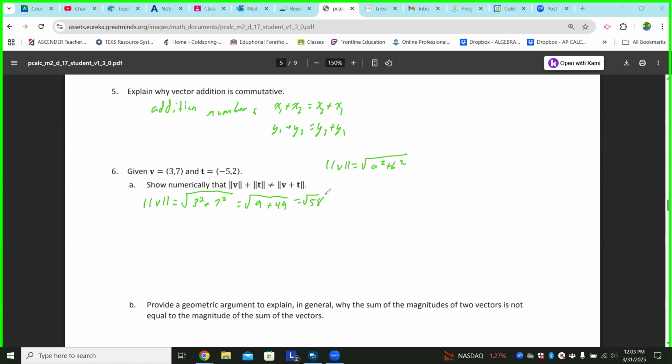Again, don't stress about the fact that you have to find a decimal. You can keep it like that. You can compare radicands just as easily as decimals. So I'm going to keep it as square root of 58 and just kind of stop there. Now let's do the magnitude of t.